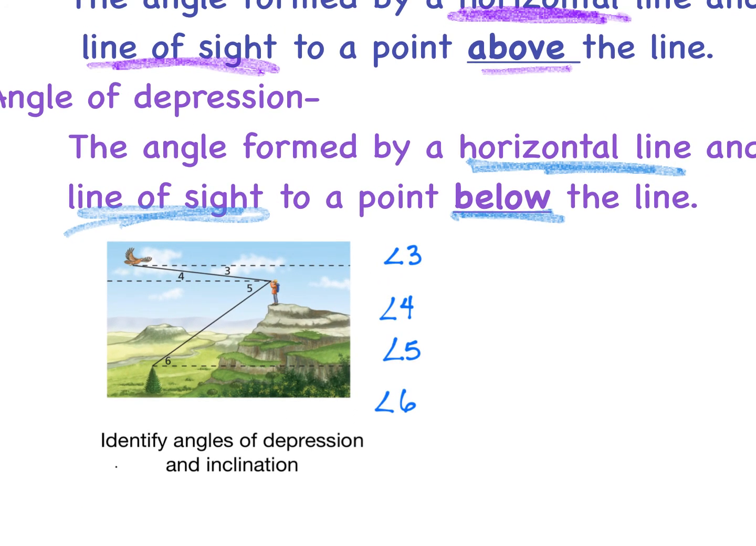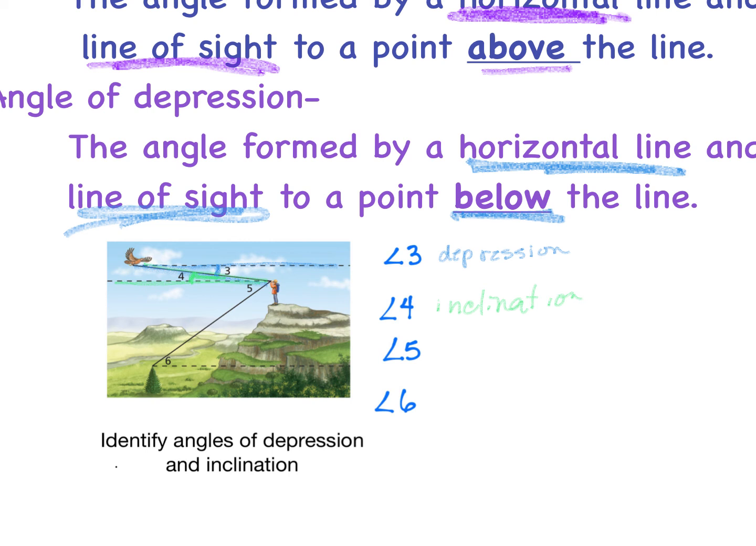Okay, so let's take a look at this picture. So angle 3 here, this little angle right there, it is from the eagle or the bird looking down at the man. So here's the horizontal, here's his line of sight, that is the angle. So angle 3 is an angle of depression. Angle 4, that's this angle right here, and that is the man looking up at the bird. So here's his horizontal. There's his line of sight. So horizontal up to line of sight is an angle of inclination.